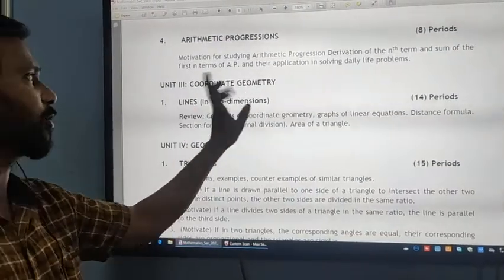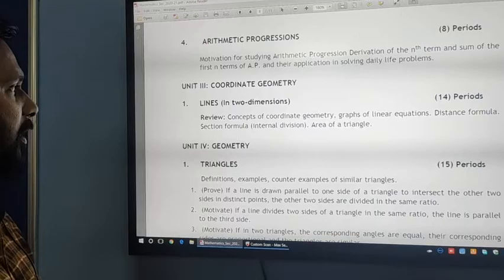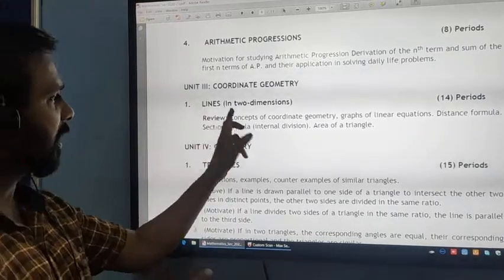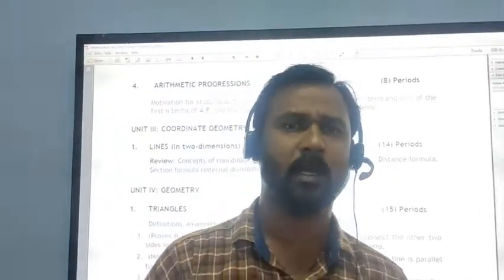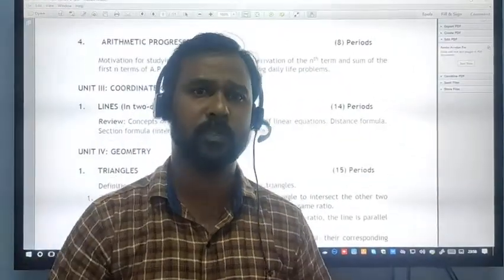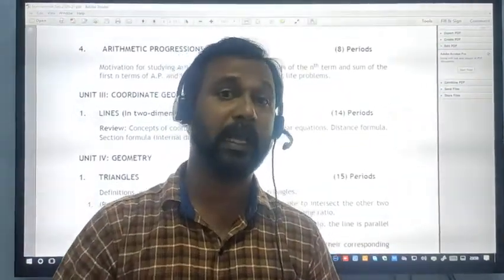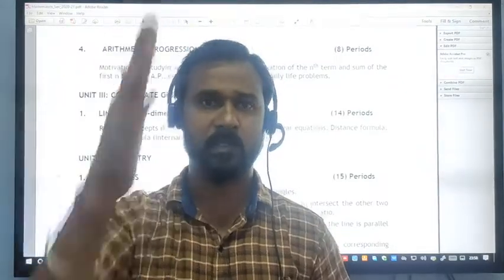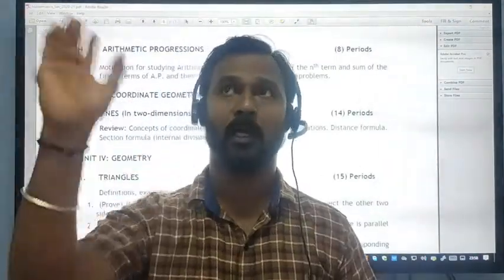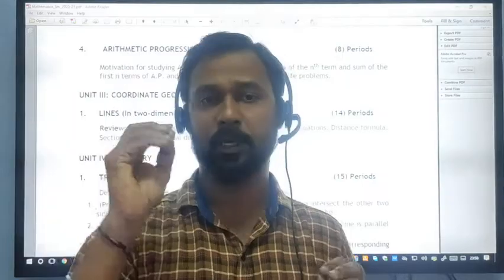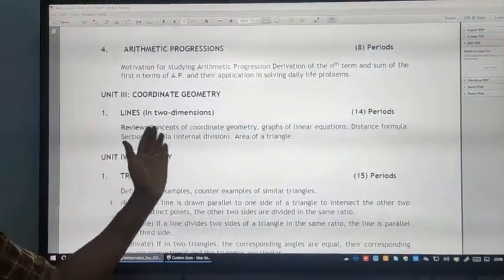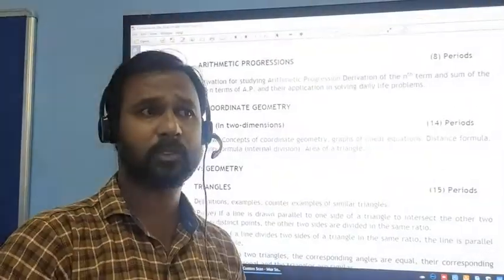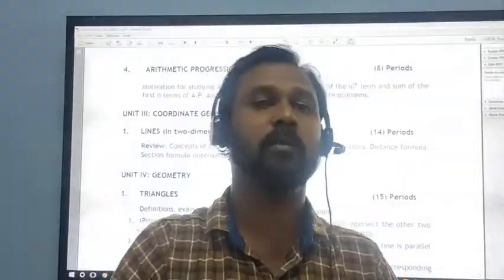Unit 3 is coordinate geometry. That consists of a single chapter, namely coordinate geometry itself. You know what coordinate geometry is. We will draw two mutually perpendicular axes, x-axis and y-axis, which divide the whole surface into 4 quadrants. Using those quadrants, we will draw the graph. It's about some drawing of graphs, but more than drawing graphs, here we will find more.